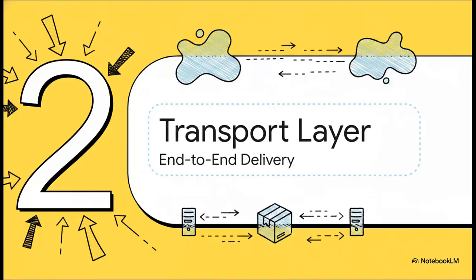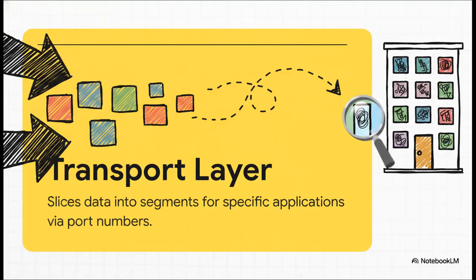Moving right along, section 2, the transport layer, end-to-end delivery. If we're sticking with our postal metaphor, think of the transport layer as the ultimate logistics manager. It takes the data from that application layer we just talked about and literally slices it up into smaller, much more manageable chunks called segments. But more importantly, it ensures these segments actually reach the correct specific application on the destination device. And it does this using port numbers. So if IP addresses are like the street address of a big apartment building, port numbers, they're the specific apartment numbers. Like port 80 is specifically for HTTP, port 443 is for HTTPS, and so on.